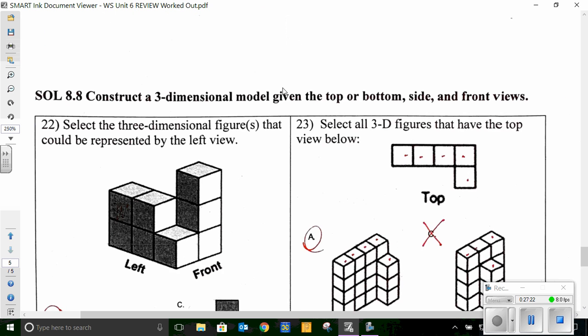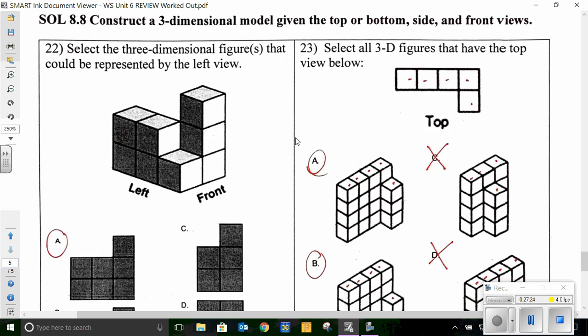All right, number 22. This is the 3-dimensional shapes thing that we've been doing. You're looking at which can be represented by the left view. So we're looking at this part right here. So I've got 1, 2, 3, 4. So we have a 2 by 2, but then we have another part here, 1, 2, 3.